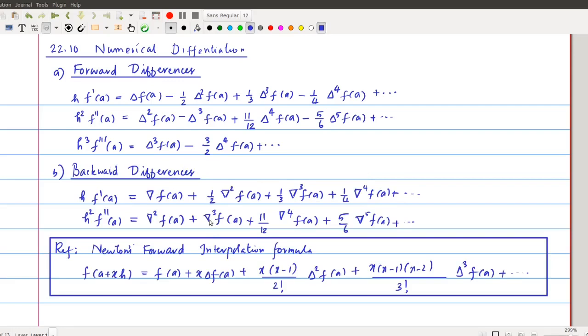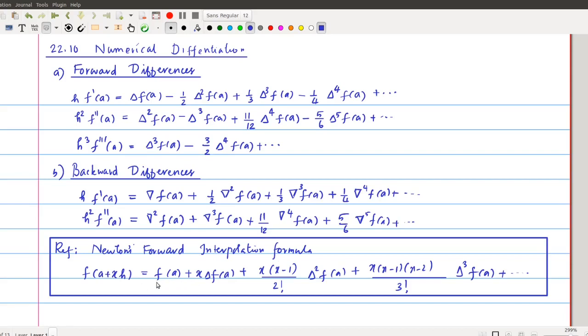So this is the backward difference formula. It will not be so easy to remember all this, so I'll explain how to get these formulas. In order to get the higher order derivatives, you should be able to write the formulas. That is from Newton's forward interpolation formula.